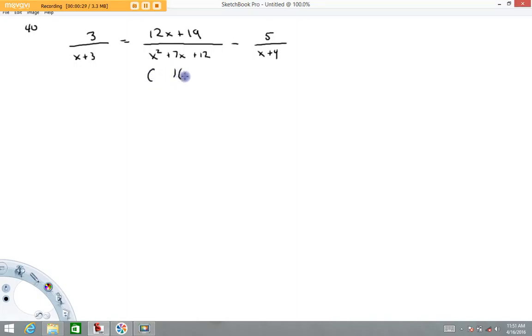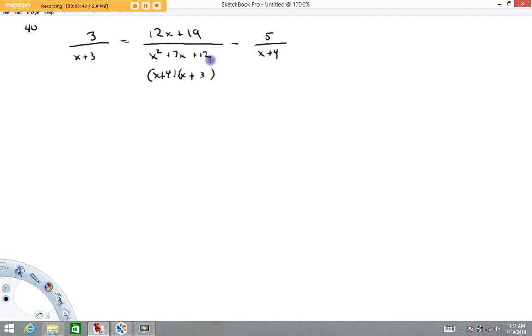This thing's got to factor into x plus something, x plus something. And I look over here, factors of 12 are 12 and 1, 6 and 2, 4 and 3, and I notice there's a 7 here, so the 4 and the 3 are strong possibilities. And that's the correct factorization of x squared plus 7x plus 12.